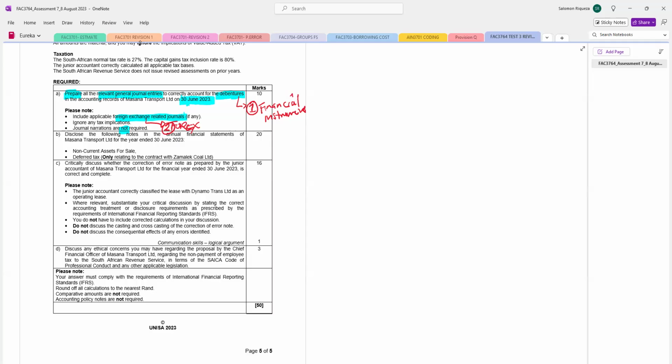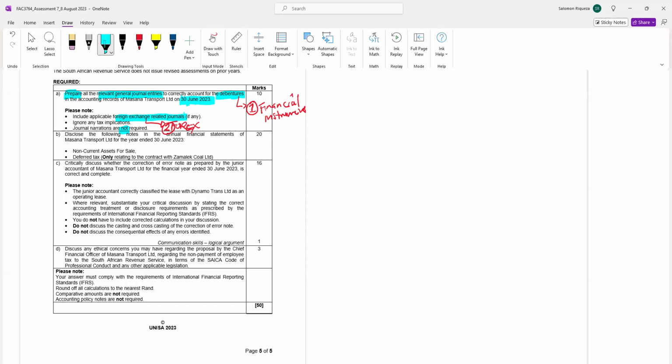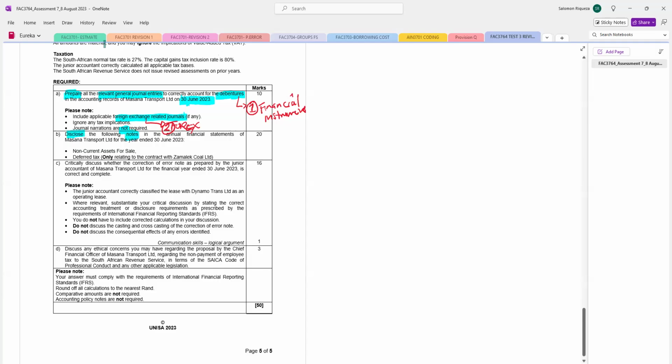Right, and then we go to B. In B, it says disclose the following notes. So here we're dealing with notes, okay? In the annual financial statements of Masana Transport Limited, that's the name of the company, for the year ended 30 June 2023. Very important, all right? So my year end is 30 June 23.